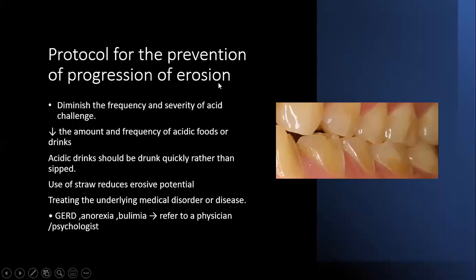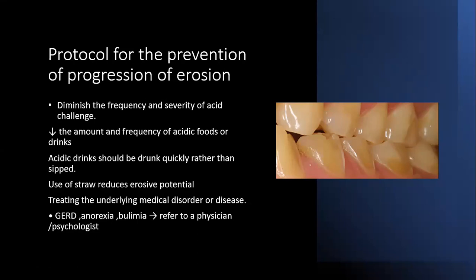A protocol for the prevention of progression of erosion: diminish the frequency and severity of the acid challenge, and reduce the amount and frequency of acidic food or drinks. Acidic drinks should be drunk quickly rather than sipped, and use of a straw reduces the erosive potential. And treat the underlying medical disorder or disease such as GERD, anorexia, bulimia; we need to refer the patient to a physician or a psychologist.